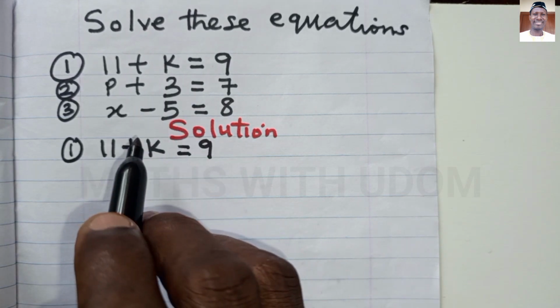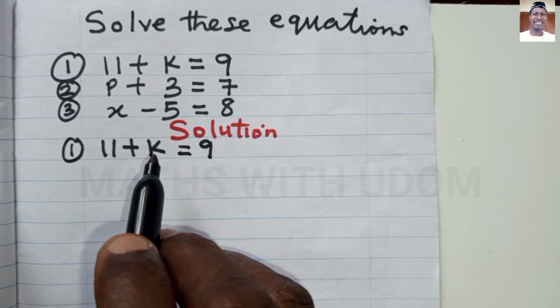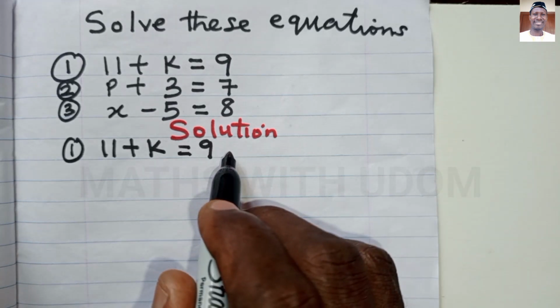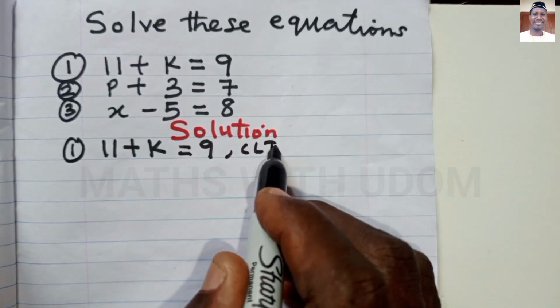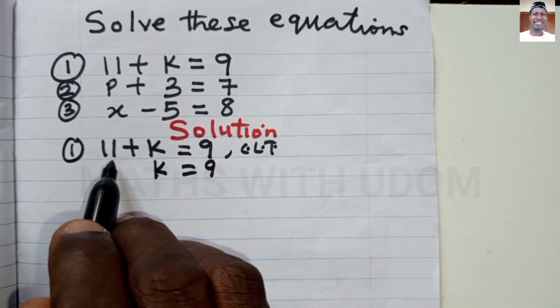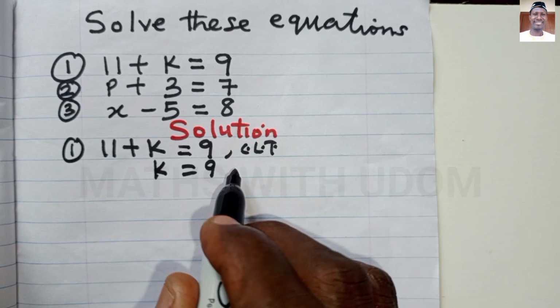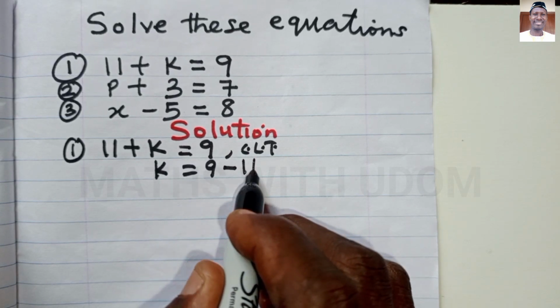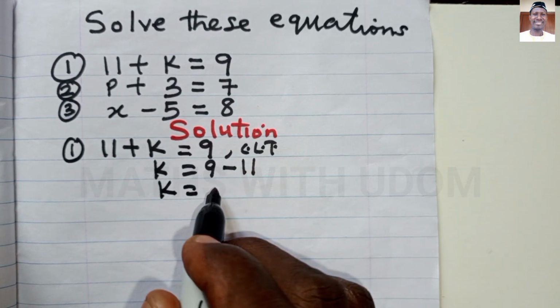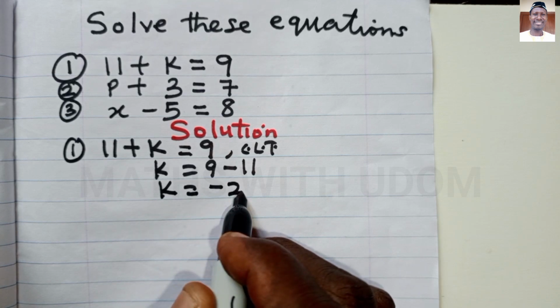All these alphabets represent unknowns and they represent numbers. Okay? To find the value of k, we collect like terms. So we have k already here equals 9. 11 will cross over to the other side and turn to a negative sign, minus 11. So we have k equals 9 minus 11, which gives us minus 2. That's the first one.